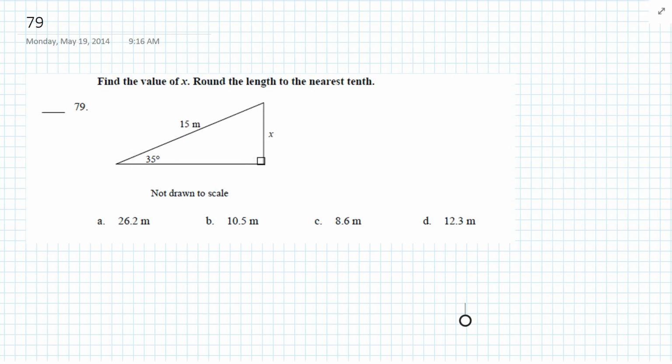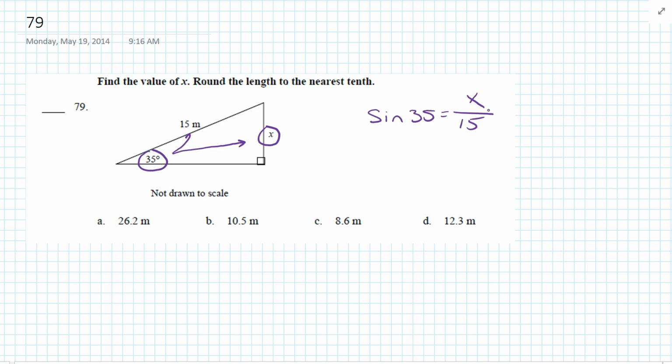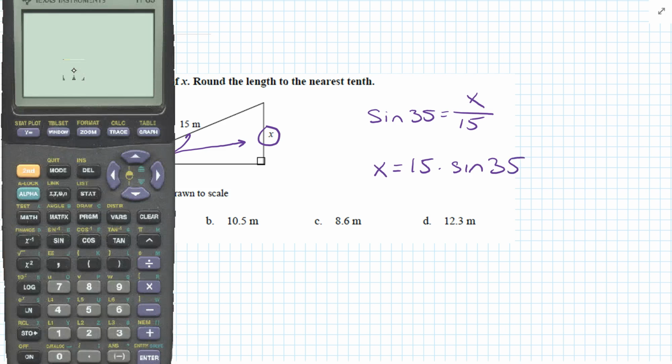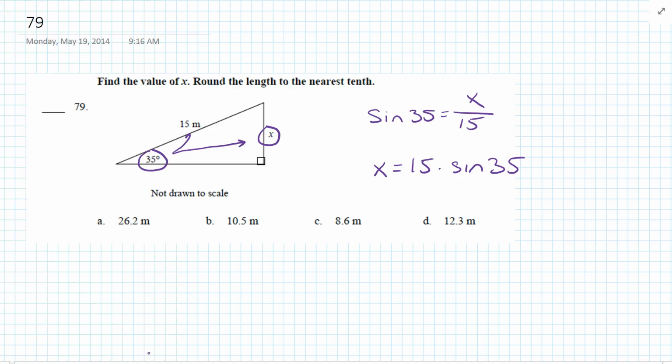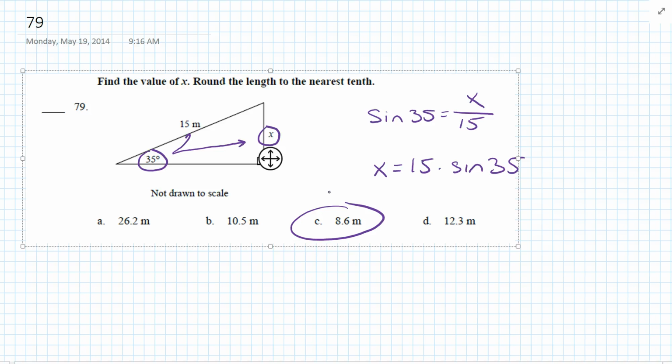79. Okay, we're trying to find that. We know this angle. So opposite and hypotenuse. So that's sine. So the sine of 35 is equal to the opposite over the hypotenuse. Multiply each side by 15. So x equals 15 times the sine of 35. Handy dandy calculator. 15 sine 35. Enter. 8.6. Answer C.